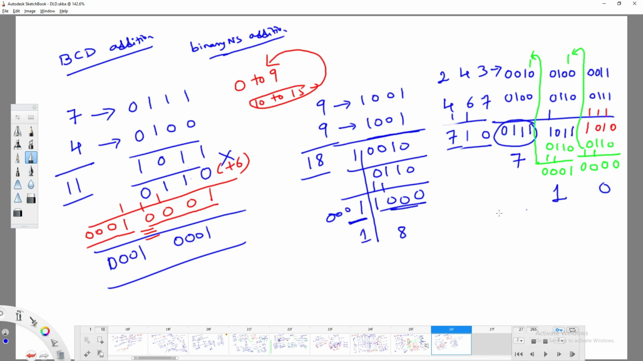So like this. When you are going to get the carry, when you are going to get the invalid pattern, you have to simply add plus 6. Okay. Why are we adding the plus 6? In order to get the number into our number system, we are simply adding the plus 6. Okay.